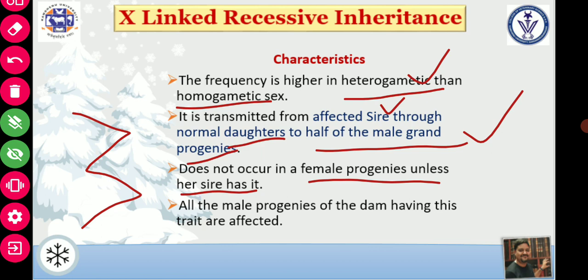All the male progeny of the dam having this trait are affected. So we have already seen that. Okay, male progeny. All the male progeny of the dam having this trait are affected. If dam is affected, male progeny will be affected definitely.